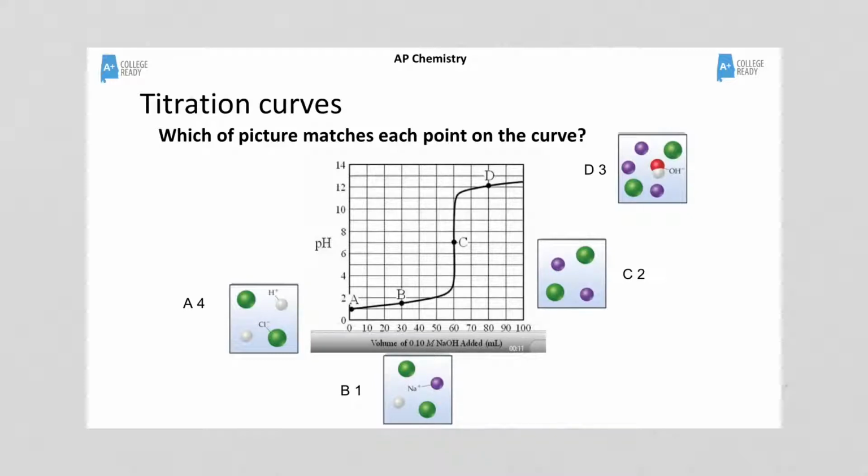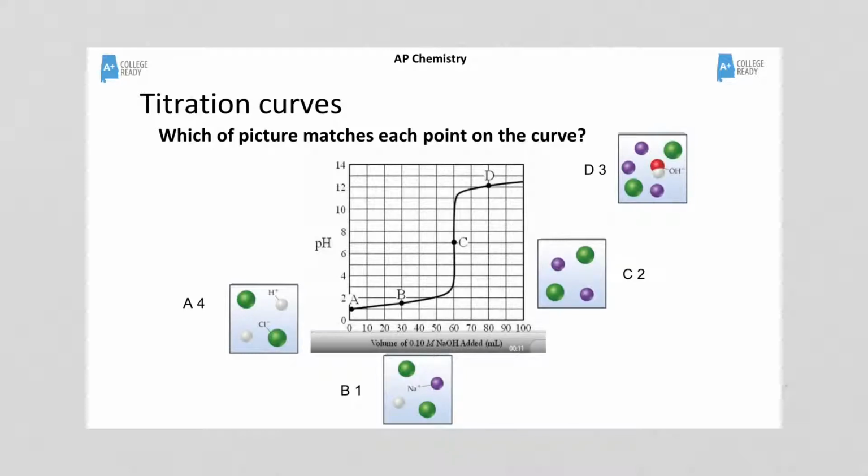So notice where there's one H plus remaining. Still 2 chlorides since it's a spectator, but now we have to have a sodium ion show up since we've been adding sodium hydroxide. At point C, you should have picked picture 2 because all we have are products. If we've left out water, all we would have is dissolved sodium chloride. The 2 reactants, H plus, are gone. They've been completely neutralized with the OH minus that's added.